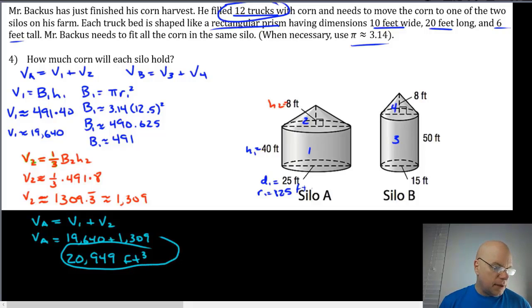Just for the purposes of not making the video overly long, I'm not going to do silo B. The procedure for finding silo B is exactly the same as finding silo A. You just find the volume of cylinder 3 and the volume of cylinder 4. So you can do that on your own.